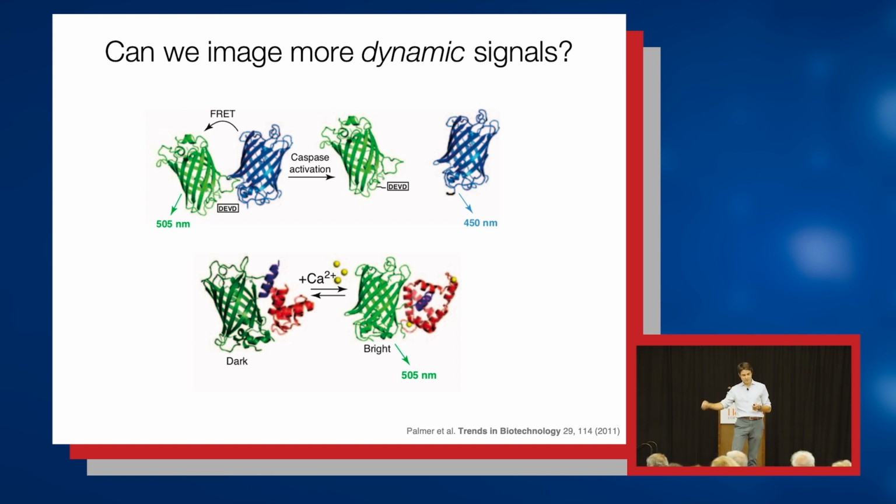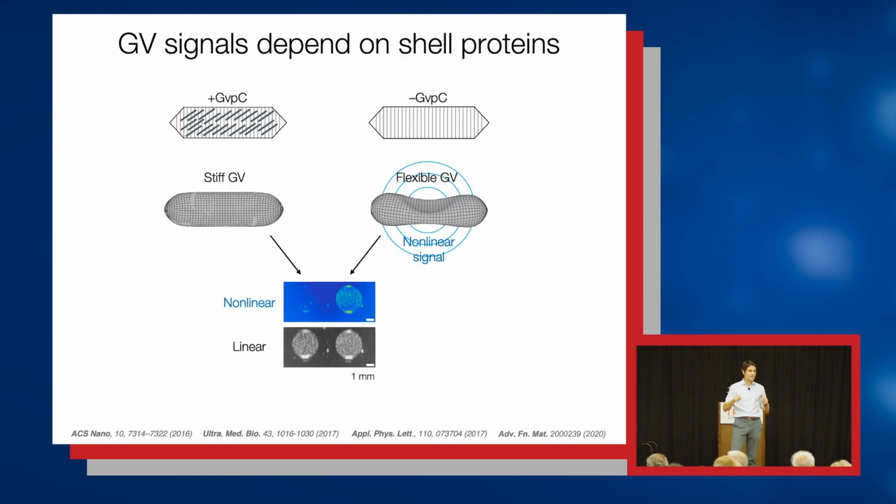What allowed us to do that was some fundamental work connecting the protein composition of the gas vesicles to their mechanics. In particular, there's a protein called GvpC, or gas vesicle protein C, that is a rod-like alpha helical protein that sits on the surface of the gas vesicle shell and acts as a mechanical stiffener. So when the GvpC is present, the gas vesicle is stiff. If you take the GvpC away, the gas vesicle becomes more flexible.